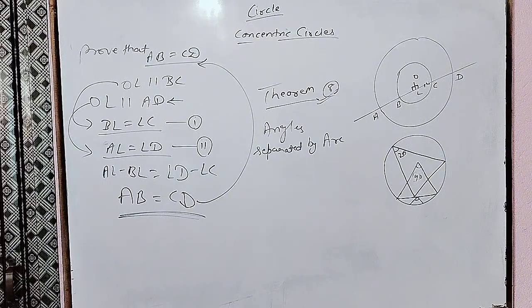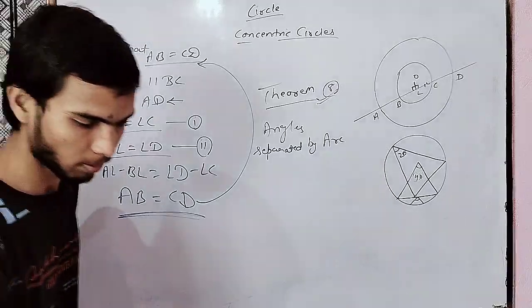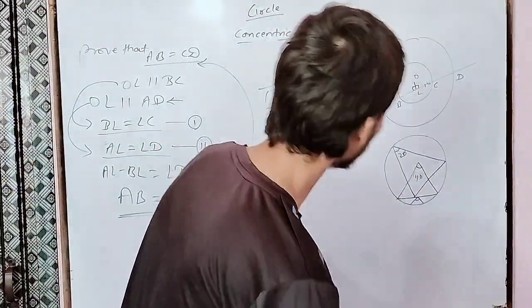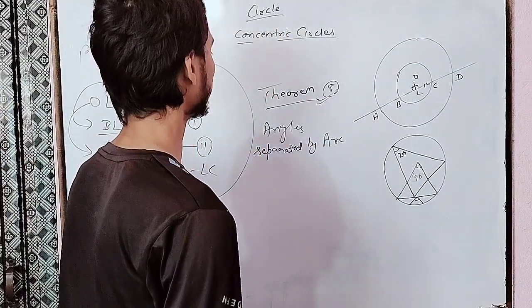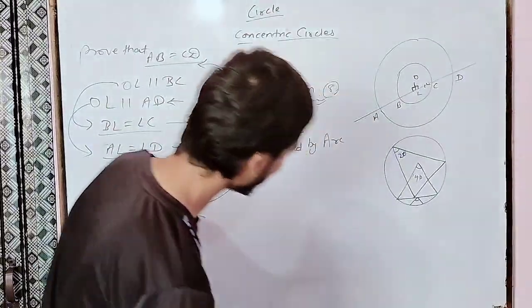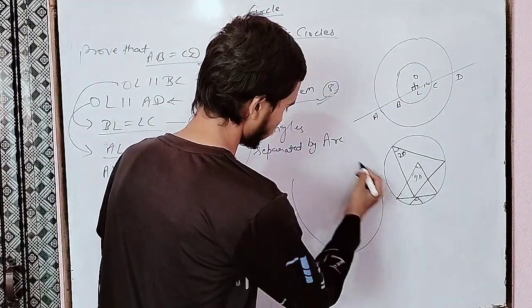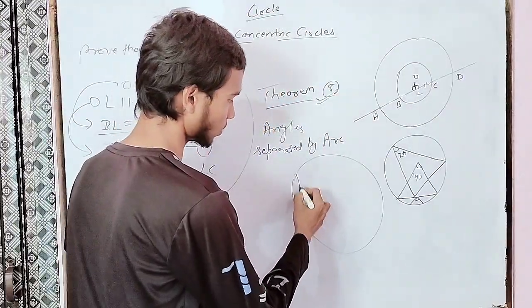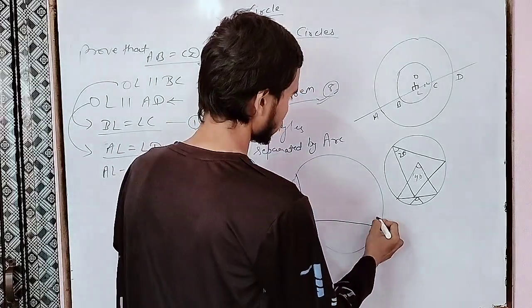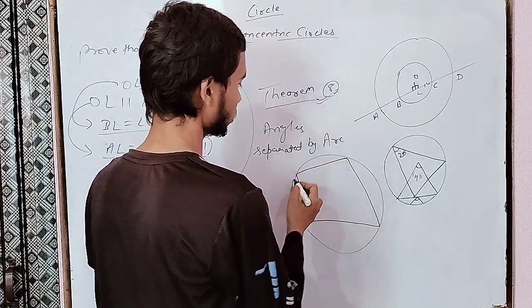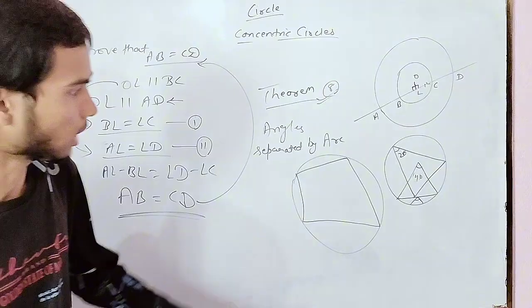Now let's move on to the next. Next is the quadrilateral in a circle. Here I would like to explain: there is one circle, and in this circle there is a quadrilateral. A quadrilateral can look different like that.